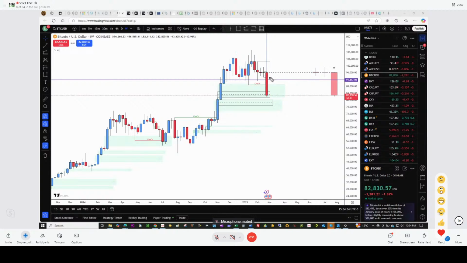But this certainly is a fourth wave type construct, and we should bounce out of here, I would think, and continue. I'm optimistic for Bitcoin. I thought perhaps this would be a shallower move, and we would continue pushing out of here, but we're going a lot lower.